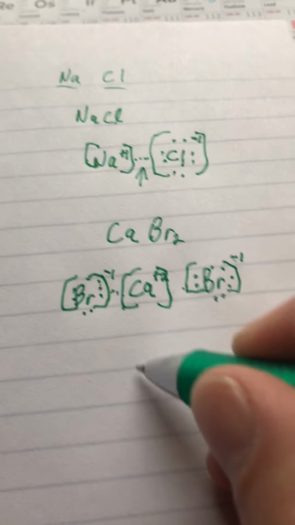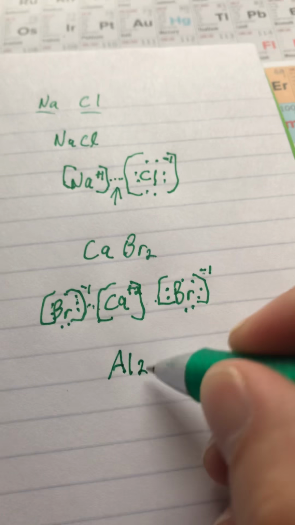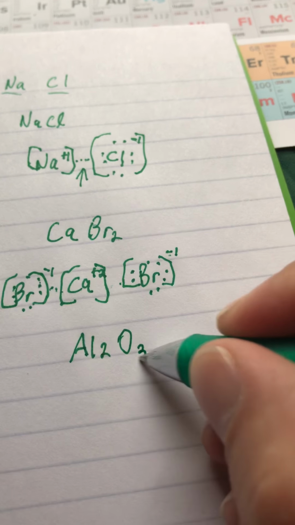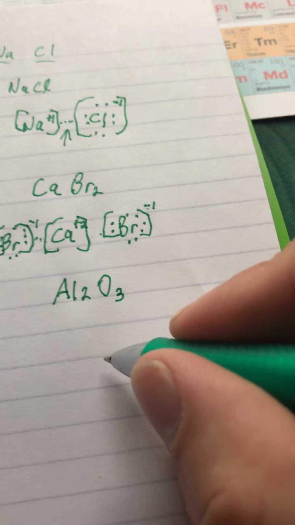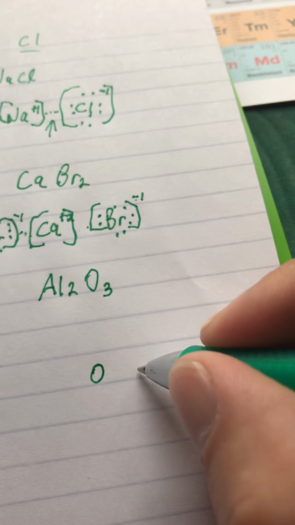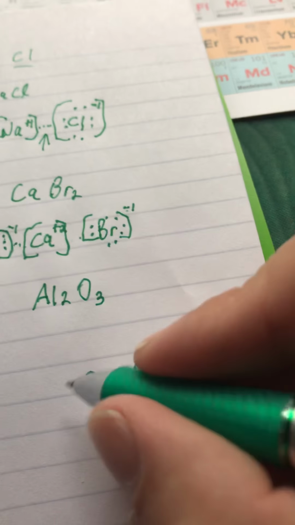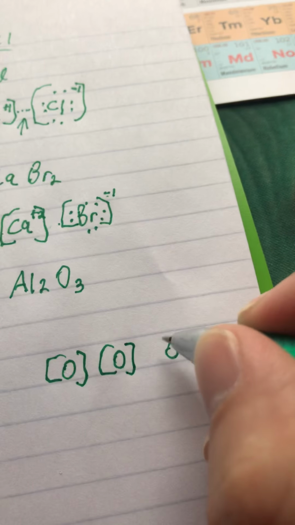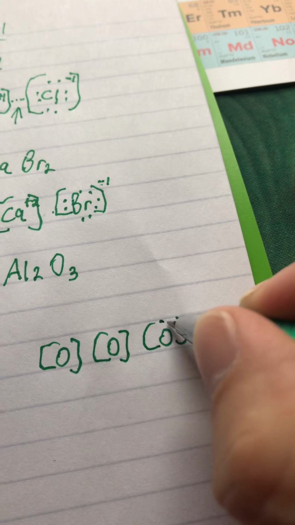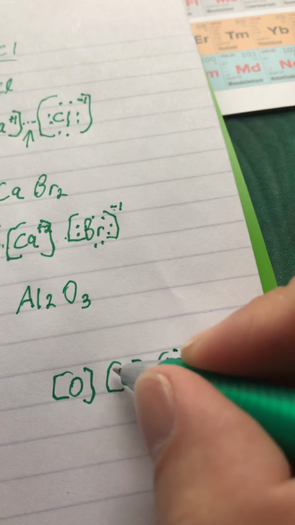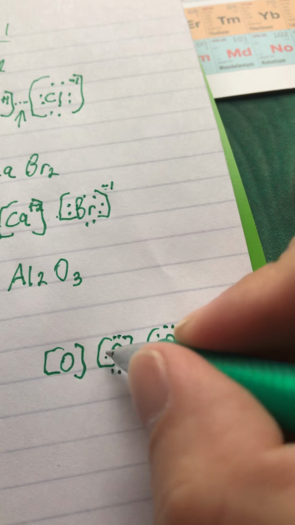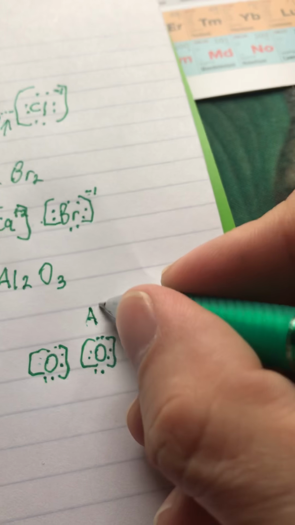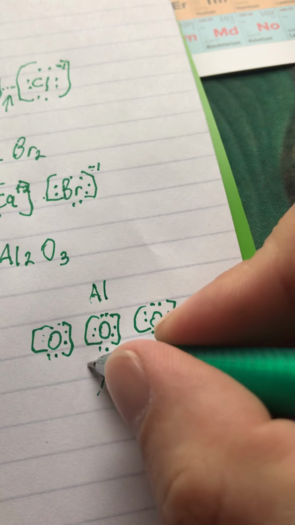If you had a really complex one like Al2O3, something like this, what I would probably do is put your oxygens next to each other like this. They're going to end up with all of the electrons around them in their brackets. So you're going to have that. There's the 8 around that, the 8 around this, and the 8 around this. And then maybe put an aluminum up there and aluminum down there.